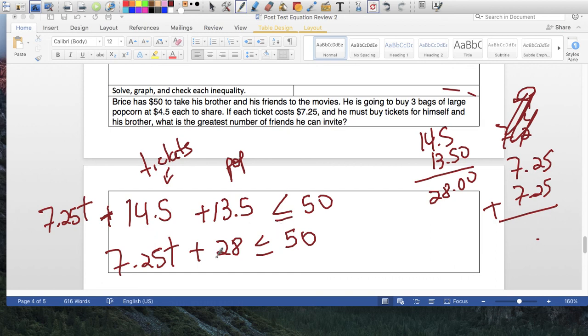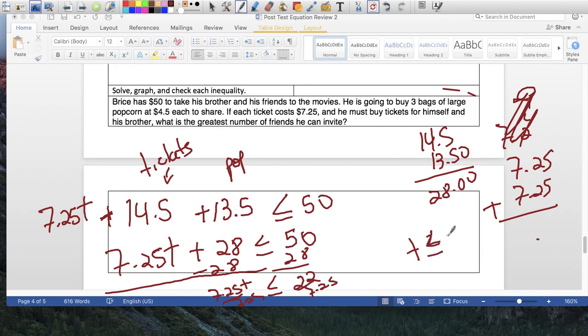So subtract 28 from each side. 28 from the other side. That makes sense, right? Because now he has $22 left over and 7.25t. So divide both sides by 7.25. Alexa, what is 22 divided by 7.25? 22 divided by 7.25 rounds to 3.034. So you can't buy 3.034, so the number of tickets he can buy is 3 or less, which means he can invite only 3 friends, okay, after buying 3 bags of popcorn and as well as guaranteeing himself and his brother a ticket, okay.